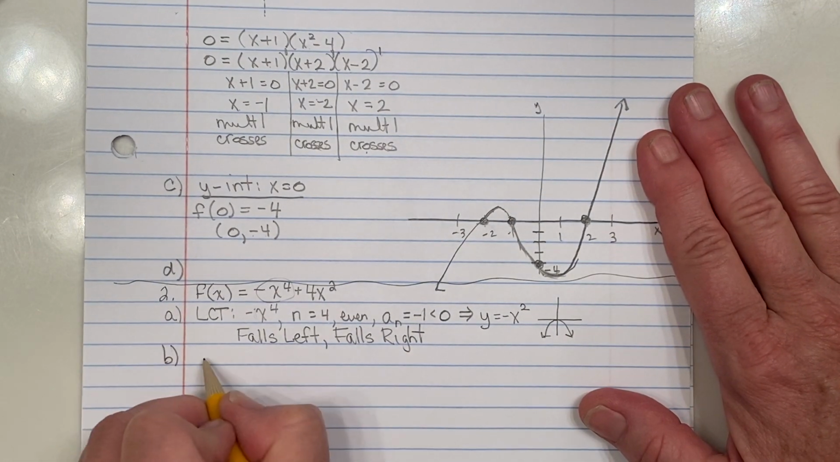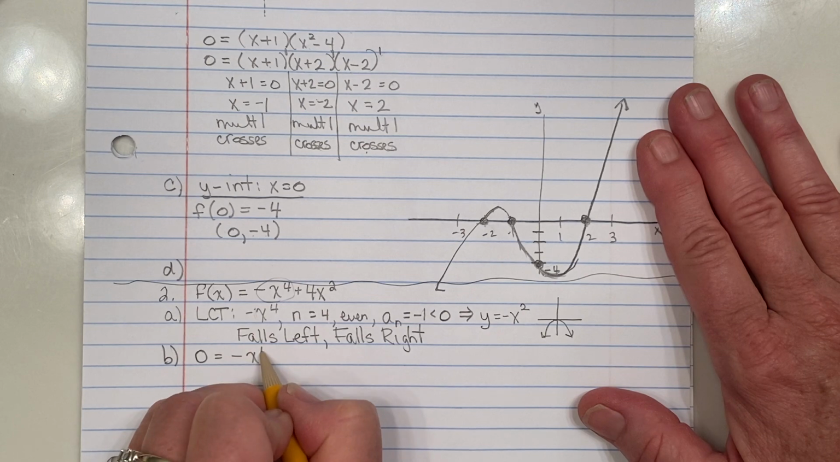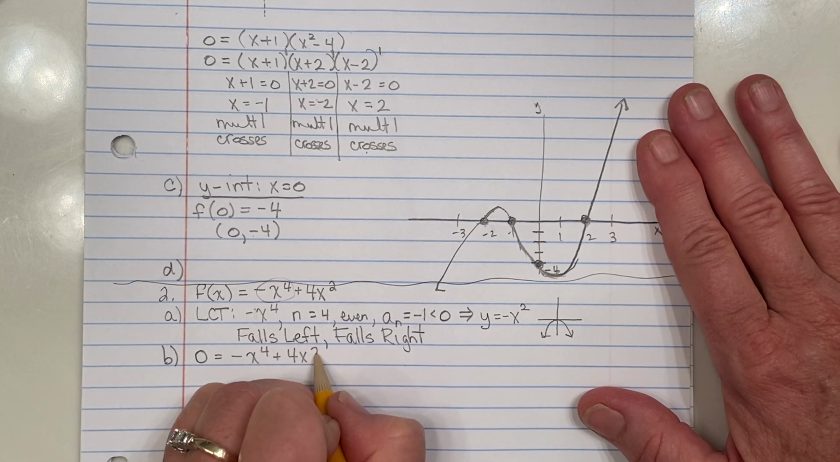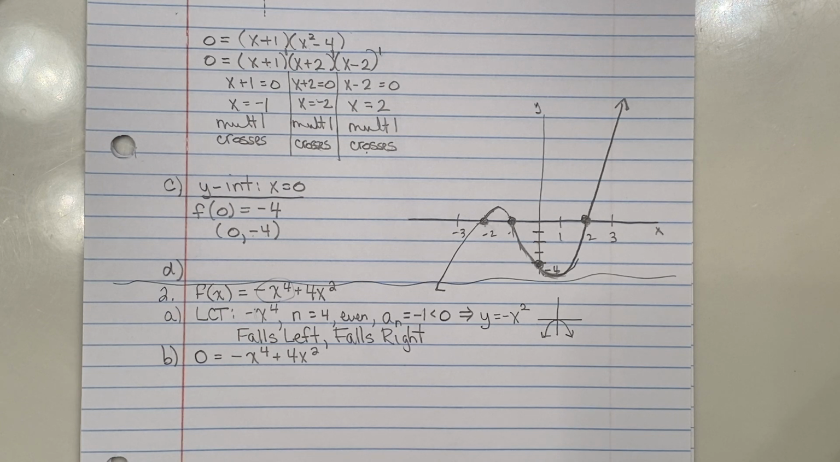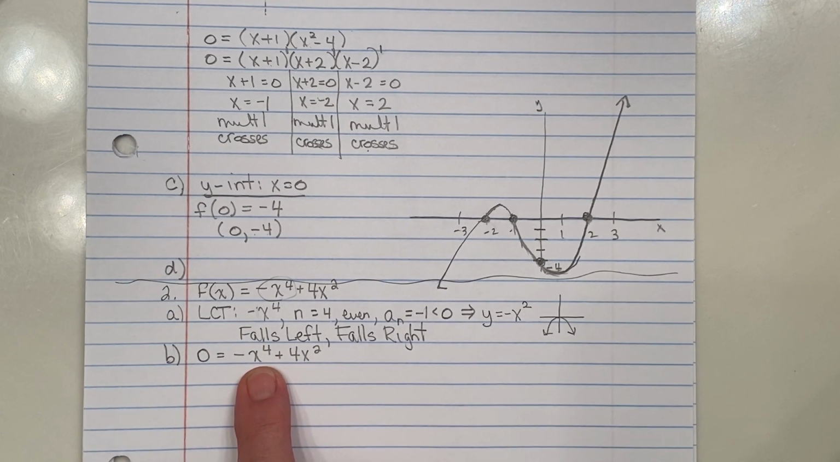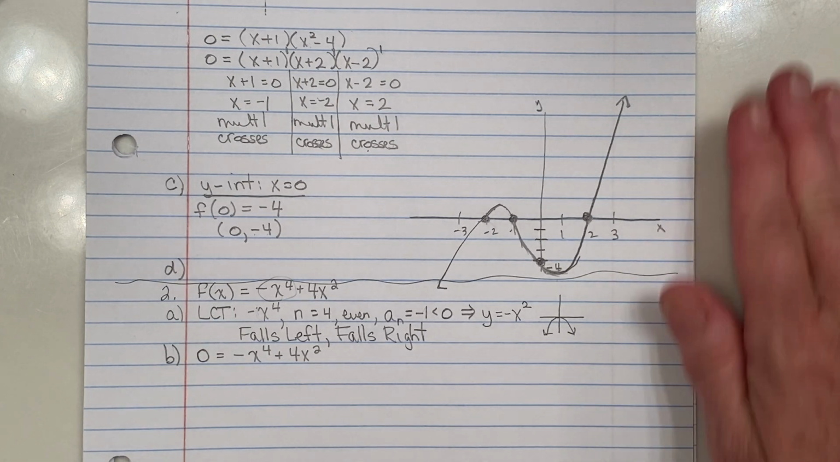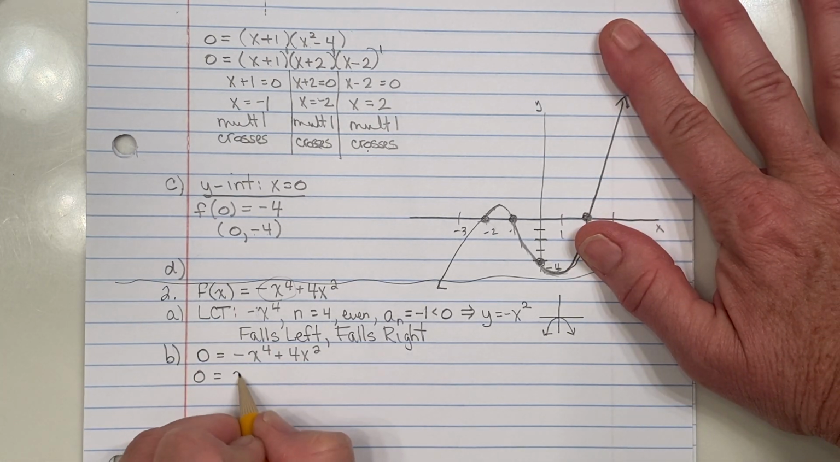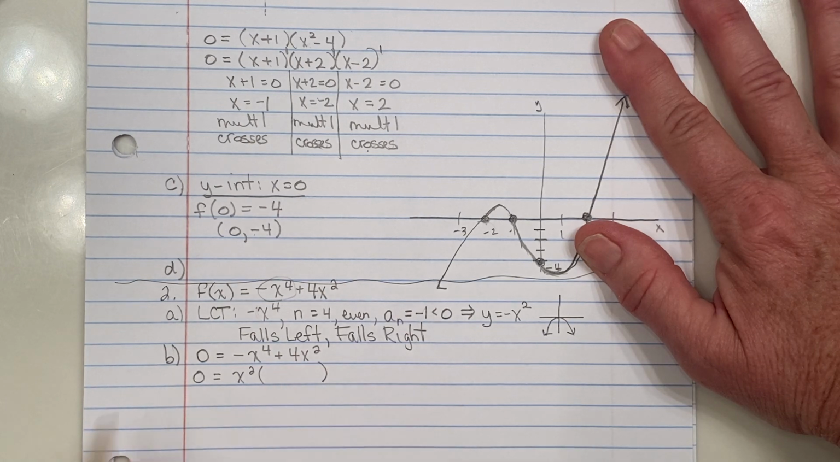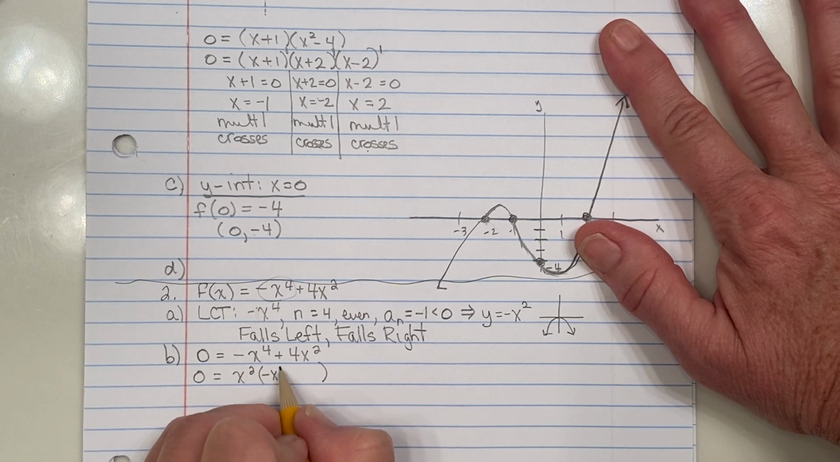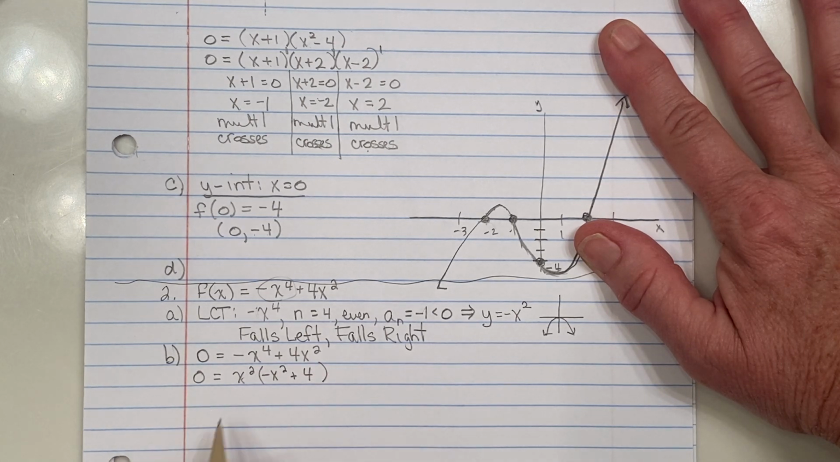Let's go to B. We're supposed to find the zeros. Okay, I'm going to look for the GCF, the greatest common factor. All right, so I guess I'll pull out an x squared. When I pull out an x squared, I have a negative x squared here, and an x squared comes out here, leaving plus 4. I'm not going to try and factor this. I'm just going to set each factor equal to 0 and see what happens.